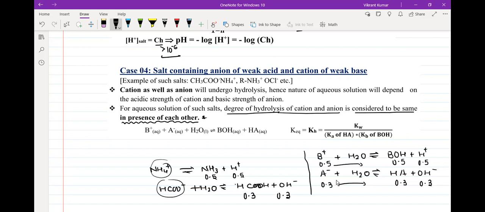I am having these species, this some A minus 0.5 is left, this A minus 0.3 is left, this is 0.3, this is 0.3, this is 0.5, 0.5. Now, if I ask you, will they survive together with these quantities or will something react with another thing? That's my question. So they will react now. What will react? H plus and OH minus itself will react now.